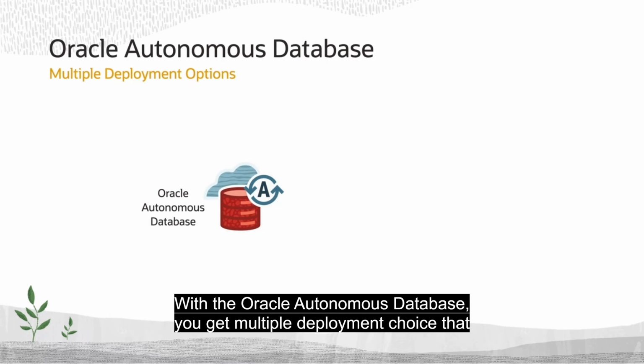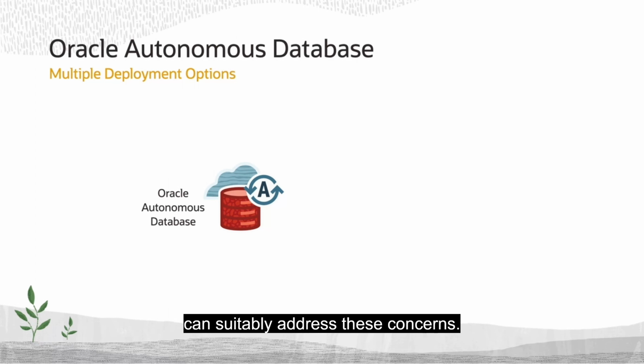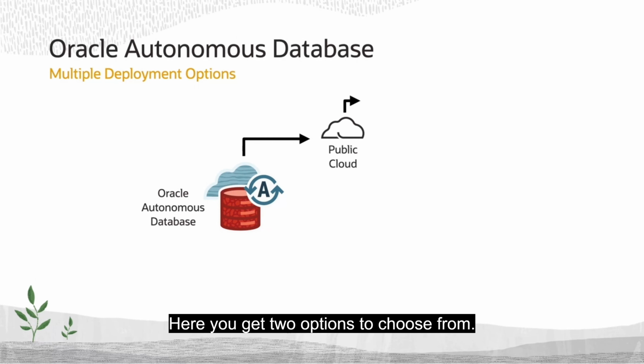With the Oracle Autonomous Database, you get multiple deployment choices that can suitably address these concerns. The first type of deployment choice would be in public cloud. Here you get 2 options to choose from.